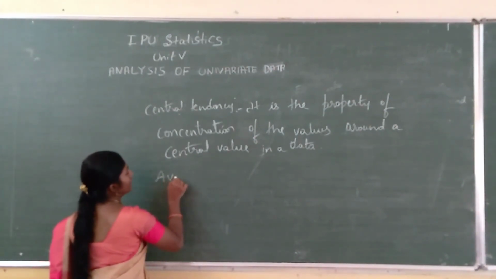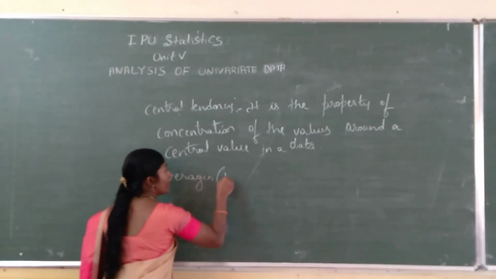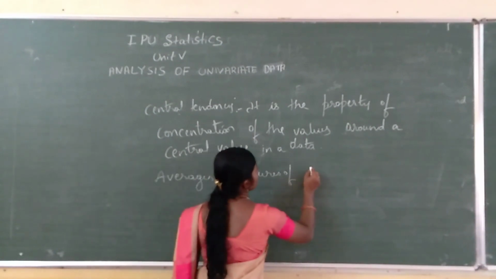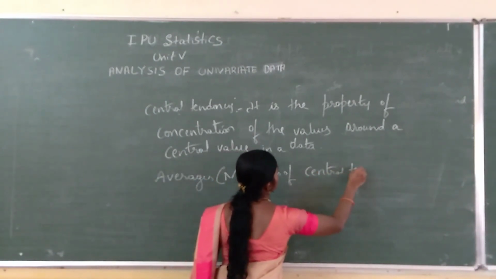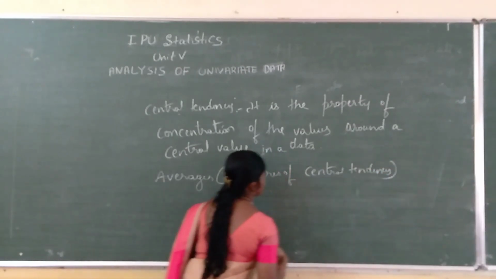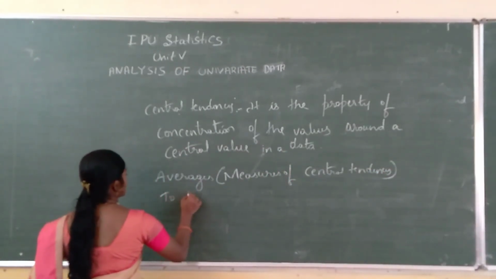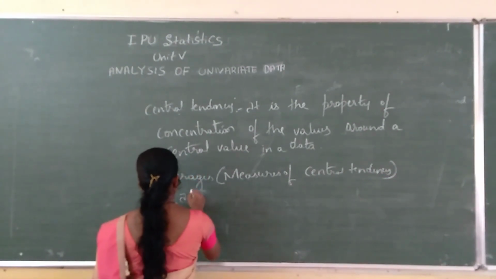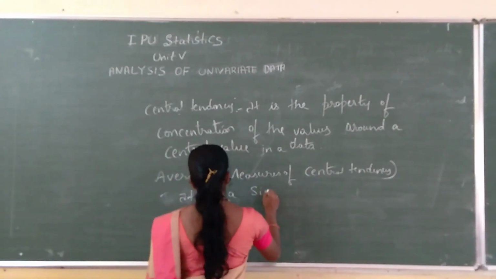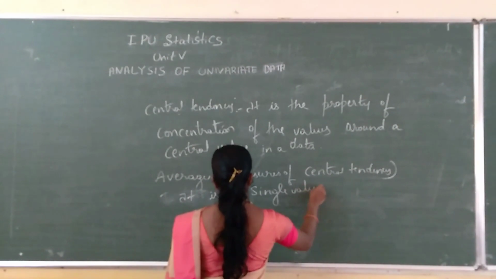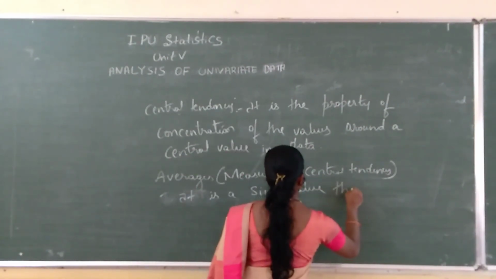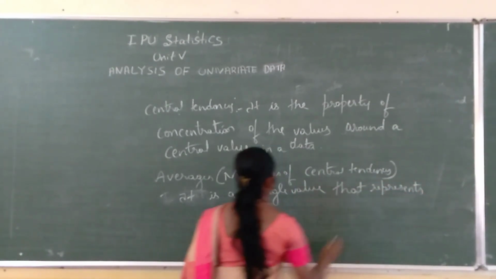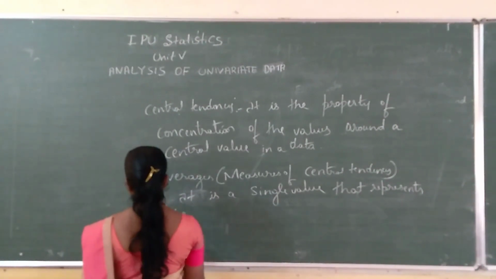Next, what do we mean by averages? Averages means measures of central tendency. Measures of central tendency means it is a single value that represents the entire mass of data.